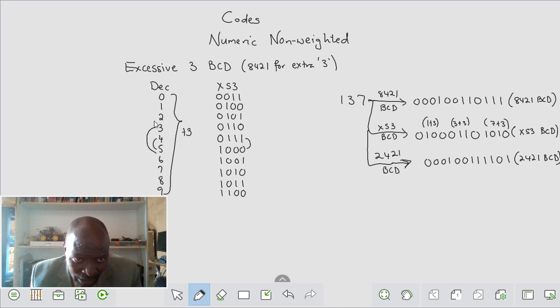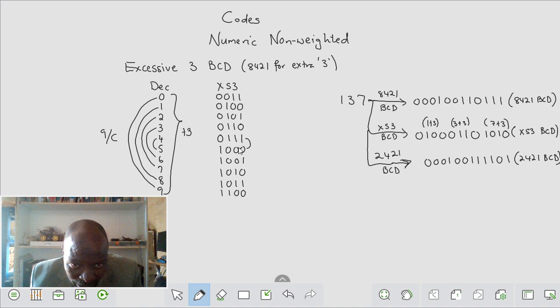3 plus 6 is 9. Those two are 9's complement. So that one is 2 and 7, that one is 1 and 8, and lastly that's 0 and 9. All these are 9's complement of each other. Okay, 9's complement of each other.